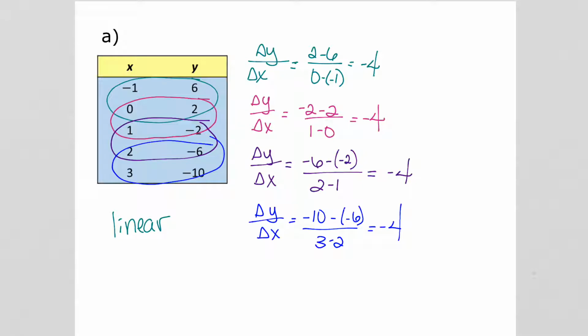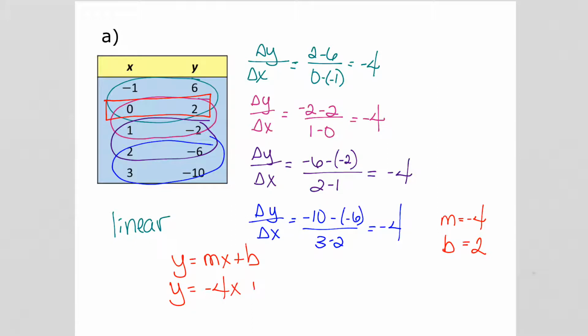And we can find a line that passes through these pretty simply. We've already got the slope. It's -4. And the y-intercept is 0,2. That's where x is 0, y is 2. So b is 2. So if we plug in for y equals mx plus b, then we've got y equals -4x plus 2.